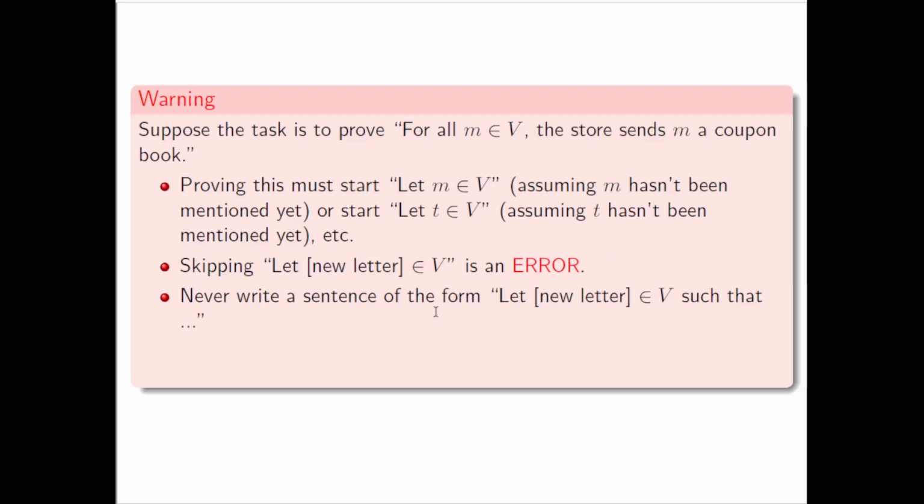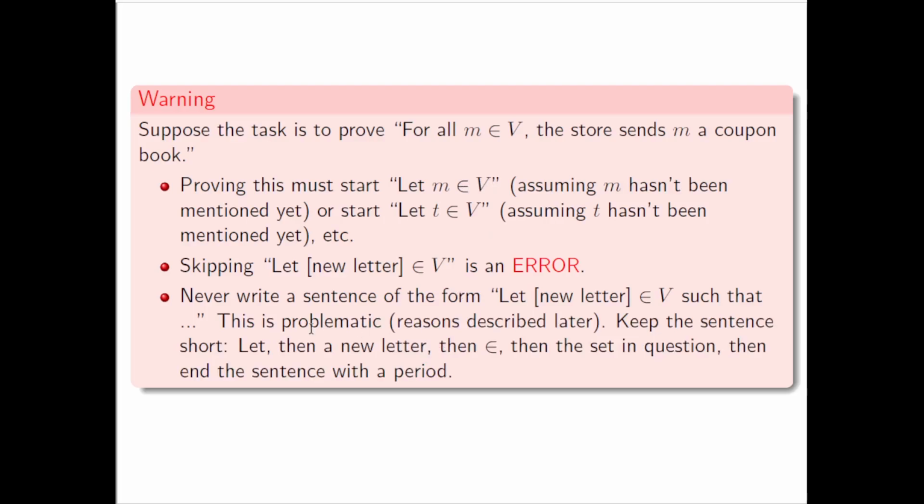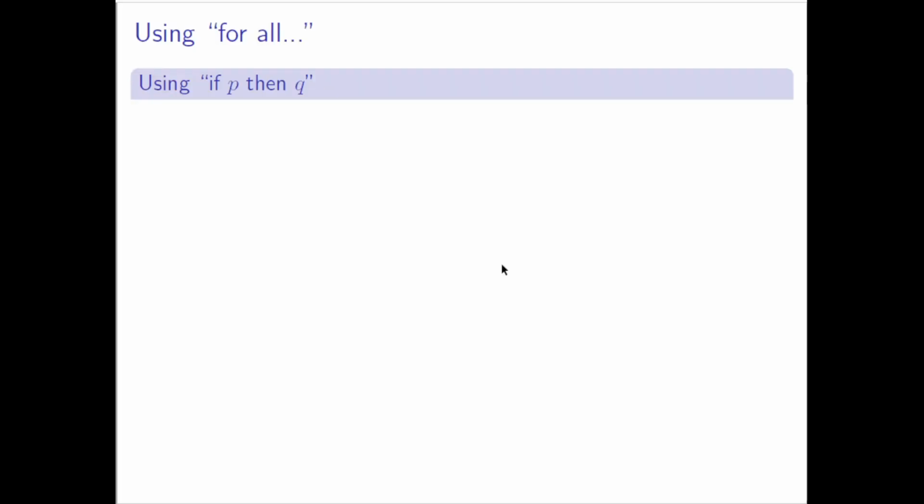By the way, you should never write a sentence whose format is "Let new letter in V, such that," and then some additional text. This is why I was saying earlier, you've got to keep it short. It's just: let, new letter, in, set, period, and that's it. It's problematic to write a sentence in this format. We'll describe why in a future video. Keep the sentence short: let, then the new variable, then your membership symbol, then the set in question, and then a period. That's it. Okay, so that was proving a for all statement.